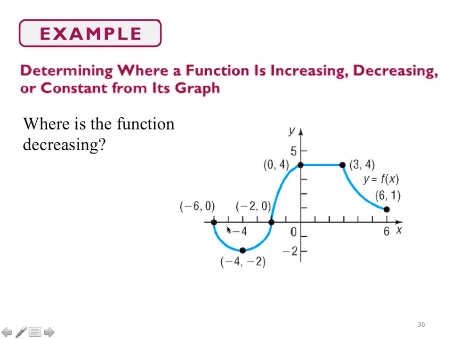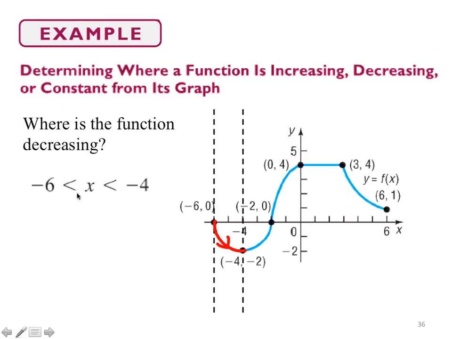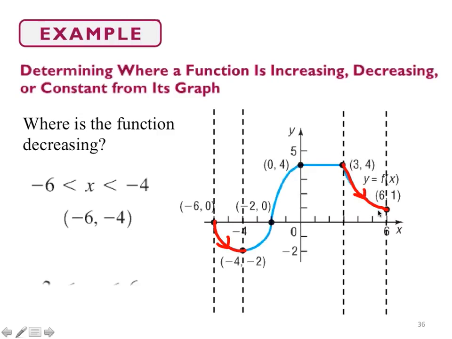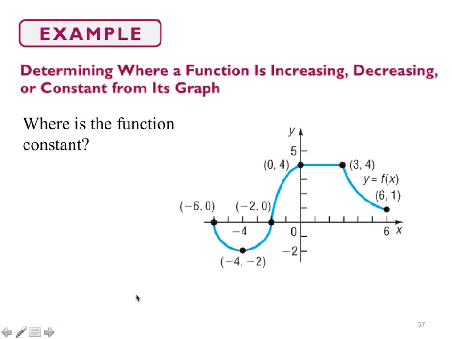Now, where's the function decreasing? So if we look at this, it's going to be decreasing on this little piece here, which is from negative 6 to negative 4. So we look at our x values, negative 6 to negative 4. And then it's also decreasing over here, which starts at x equals 3 and continues till x equals 6. So it's from negative 6 to negative 4 and 3 to 6.